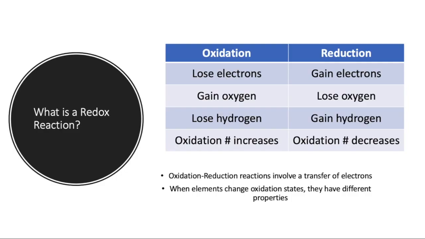So first, what do we need to know about redox reactions? Redox reactions involve oxidation and reduction. They always happen at the same time because oxidation is losing electrons and reduction is gaining electrons. And so if the electrons are lost from somewhere, they have to be gained somewhere else. So that's why we often say redox instead of spelling out oxidation and reduction.